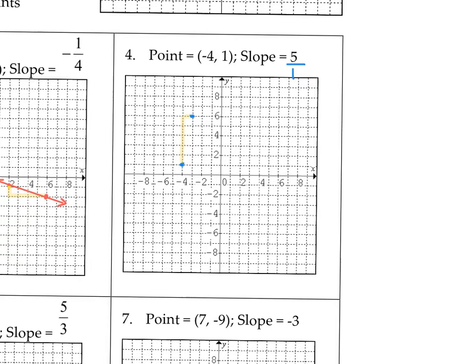Okay, instead of rising 5, running 1, we can also do the opposite. We can go down 5 and then to the left 1. And that's another option for our point. And now we can connect our dots. Okay, again, pause the video, try the last 3 on your own, and then check your work with me after.